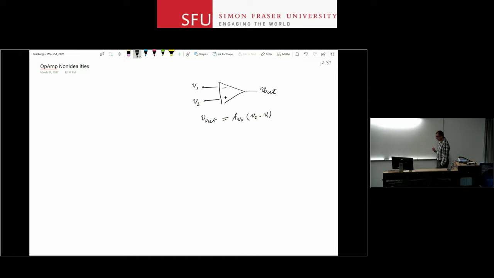The differential gain, AV0, that I show here, is for an ideal op-amp infinite. So the assumption is that AV0 approaches infinity. And another assumption we make is that I plus and I minus, the input currents inside the op-amp, are 0. And with these two golden rules, we went and solved a whole bunch of problems. We saw a lot of interesting circuits. We see that we can add signals, we can differentiate them, we can integrate them, we can do all sorts of interesting functions with the signals that we have.